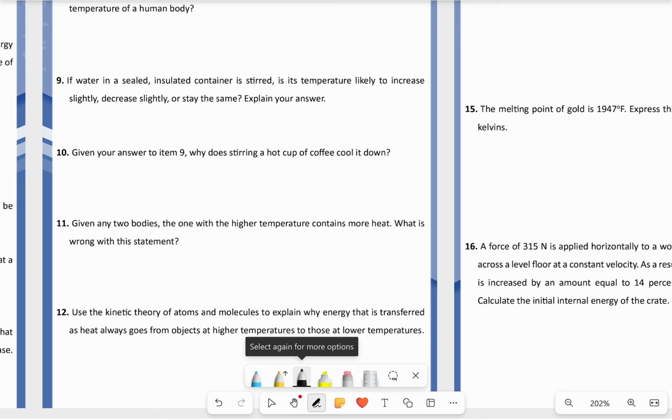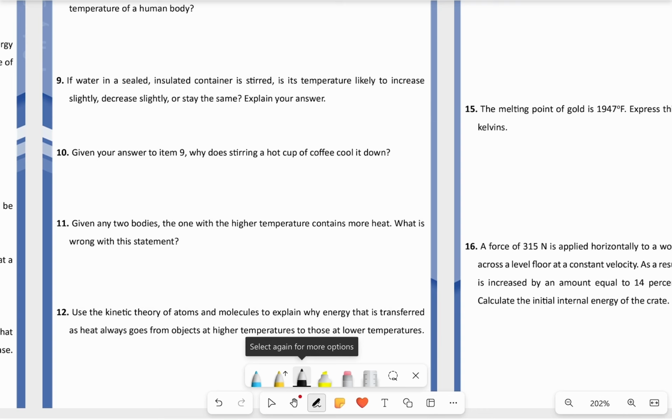Given your answer to question 9, why does stirring a hot cup of coffee cool it down? Well, when you are stirring a cup of coffee, you are making the coffee more exposed to the air. So basically it will have more contact area with the air, so it's going to cool down much faster.